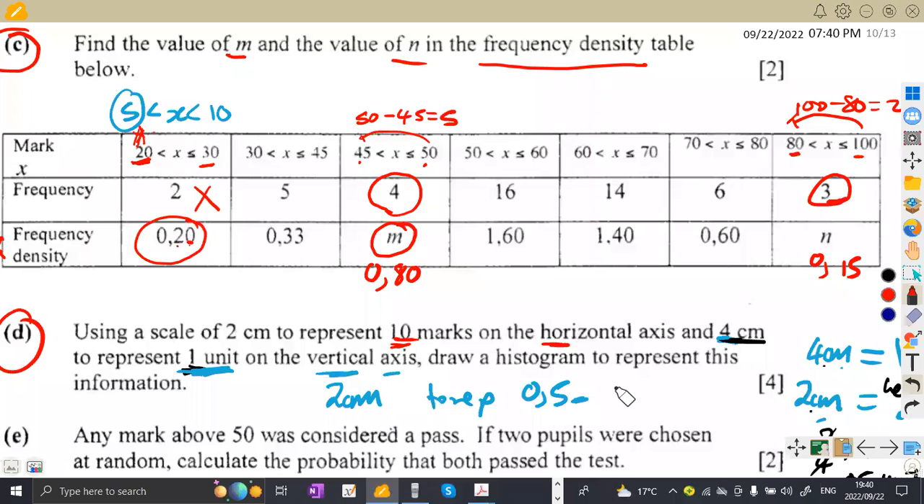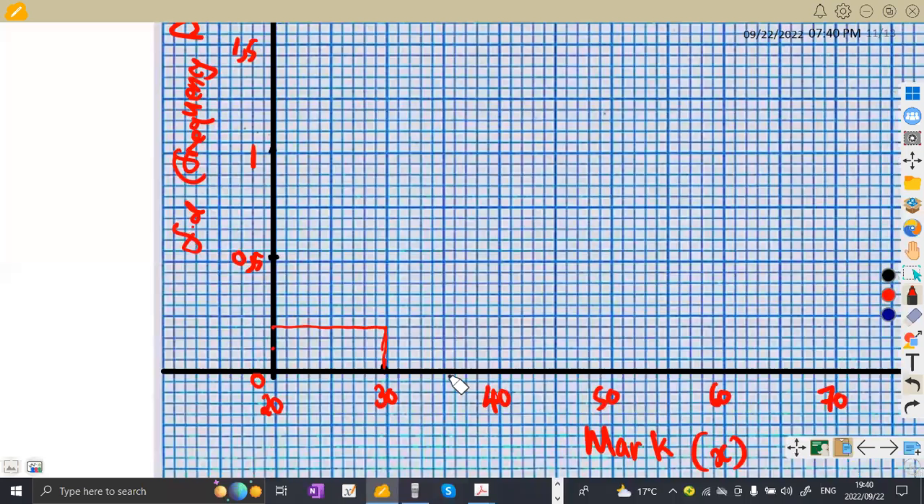Okay, so our next class is 30 to what? 30 to 45, which is 0,33. So where are we going to get 45? Half way, write in between. Exactly. So now this is our 45 here, somewhere here.